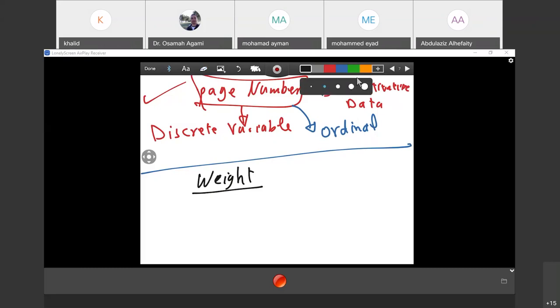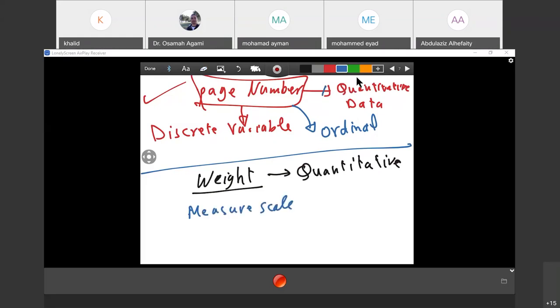If I go for the weight, what type of data is the weight? Quantitative or qualitative? Quantitative. Excellent. What is the measurement scale of this one, meter or inch? I mean the measure scale, ratio or interval? Ratio. Why is it ratio? Because zero means nothing, right? If you have zero weight, it means you have nothing to weigh, right? Excellent. I'll go for another one.